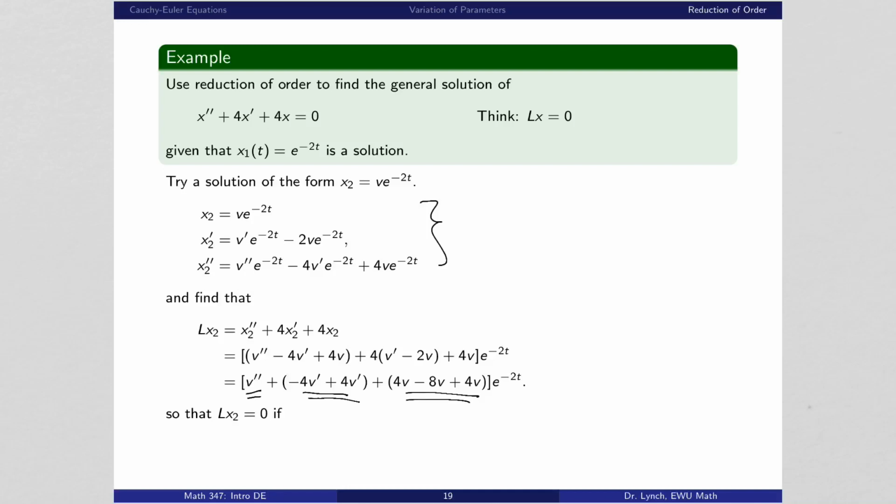And what you can see in this case is that the zeroth derivative of v vanishes, as well as the first derivative vanishes. Okay, so again, this is just nothing more than substitution and simplification. So we see that x2 is a solution if v double prime times e to the minus 2t is equal to 0. Okay, so it turns out that this is an equation we can solve quickly for v.